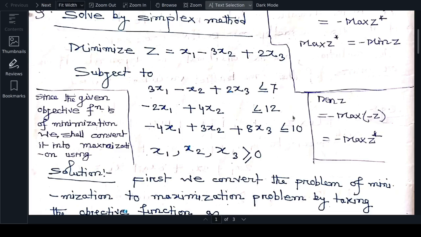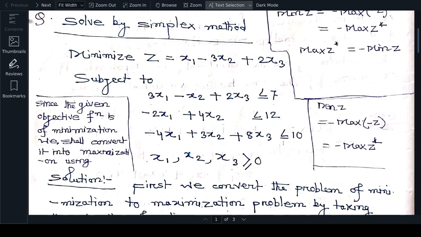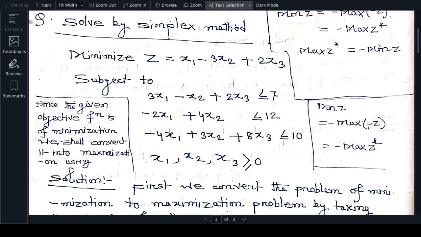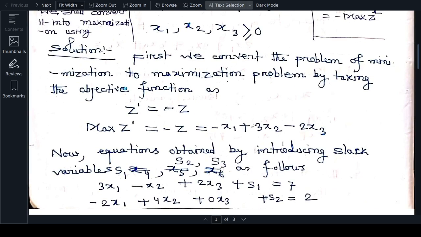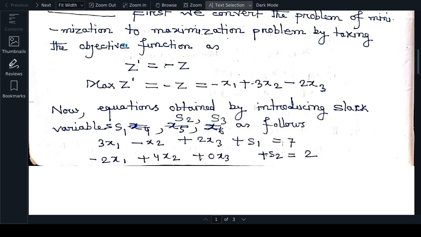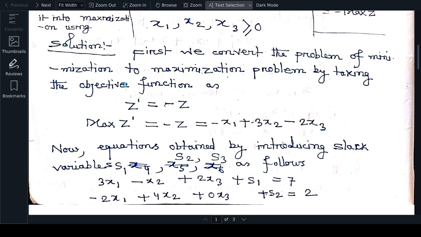Yes. So with the minus sign, we get minus x1, then minus minus plus 3x2, minus 2x3. I have written z dash equal to minus z, so z dash is actually minus min z. You substitute the value of min z, then apply the minus sign: minus x1 plus 3x2 minus 2x3. So this is our conversion.